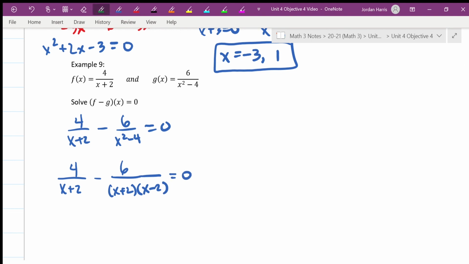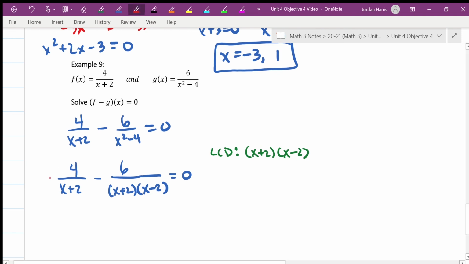Okay. So we look at our LCD. X plus 2, x minus 2 seems to be my LCD. That one is already that. This one I can multiply by x minus 2 to get to that. But remember, we're going to multiply everything by our LCD on both sides so that we get rid of the fractions and make life a lot easier.